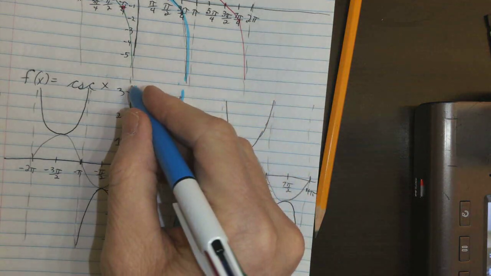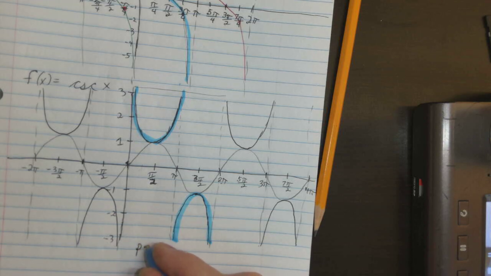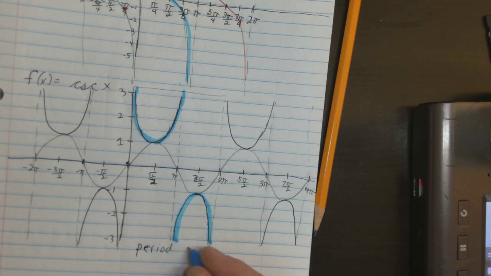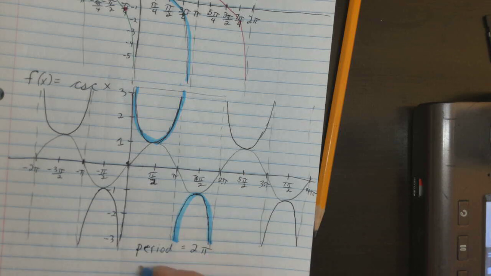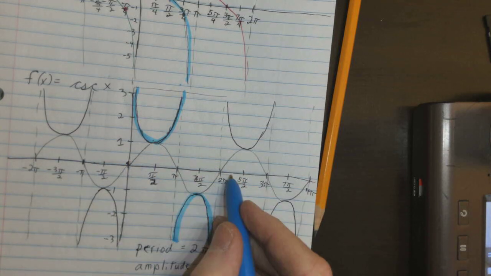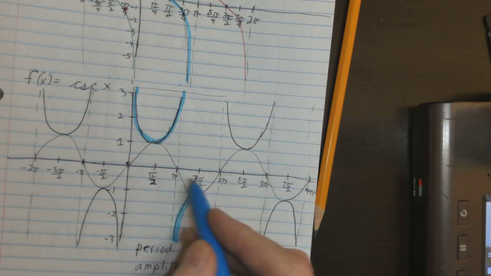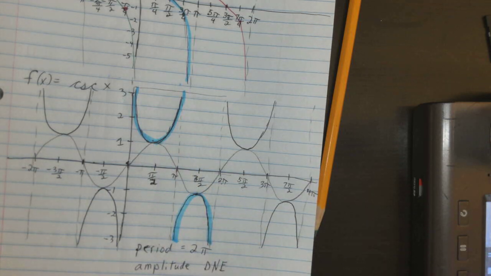So the period goes from 0 to 2 pi. The period is 2 pi units. Amplitude, once again, does not exist, but the distance from the middle to the curve and the middle of this curve are the same, and that is a significant value when we start graphing, and just specifically cosecant curves.